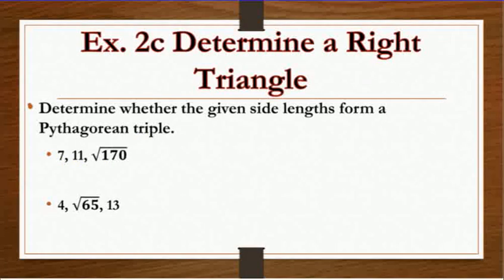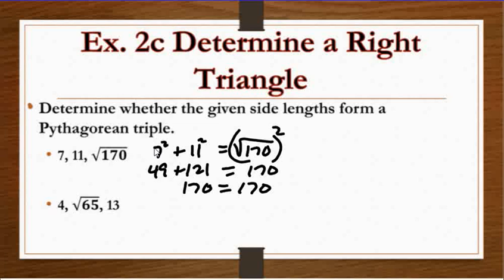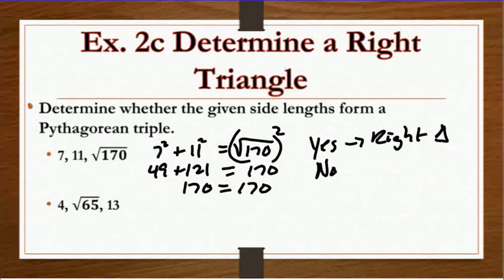Next one. We got 7 squared plus 11 squared has to equal the square root of 170 squared. So we got 49 plus 121 has to equal 170. Well, 49 plus 121 does equal 170. So yes, it is a right triangle. But no, it's not a Pythagorean triple.